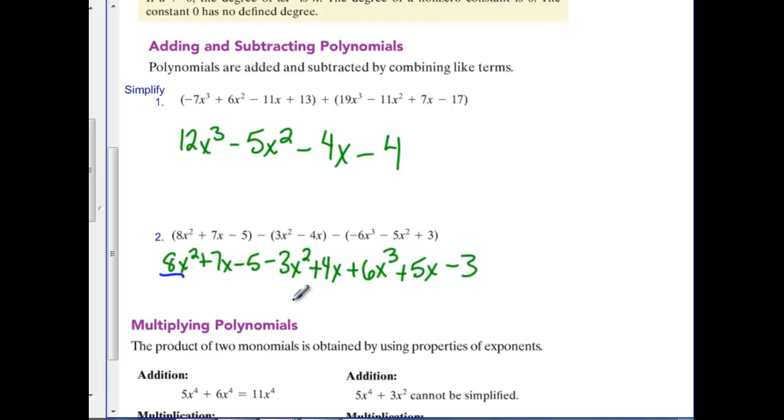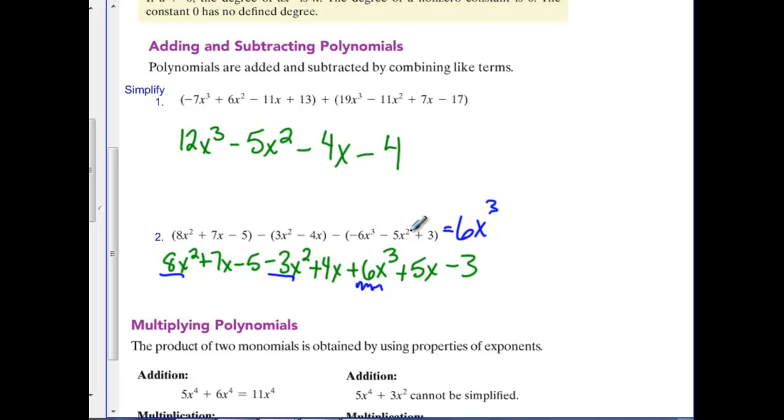So we got 8x squared minus 3x squared. Oh, I'm not even starting with the highest one, am I? We've got to do this guy first. We're going to put it in descending order. We have a cubed, so that guy gets to go first. He has no friends, so it's just going to be 6x cubed.